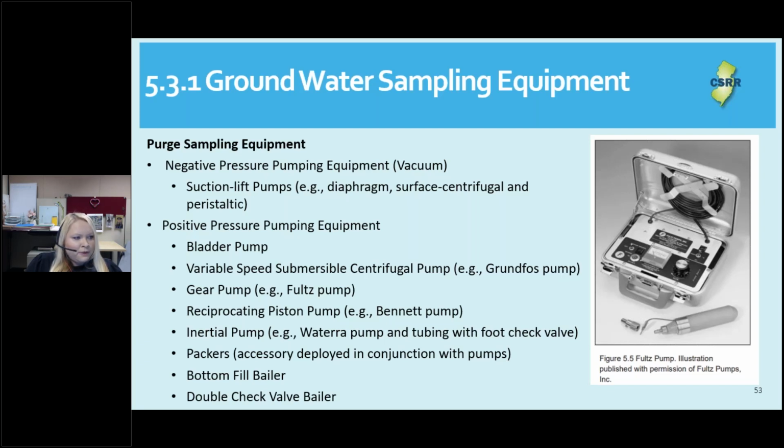Negative pressure pumping equipment withdraws air to move fluids through tubing by development of a vacuum, similar to drinking from a straw. These include suction lift pumps such as diaphragm, surface centrifugal, and peristaltic pumps. To prevent water from draining into a well when using these types of pumps, either keep the pump on or use a check valve at the bottom of the tubing.